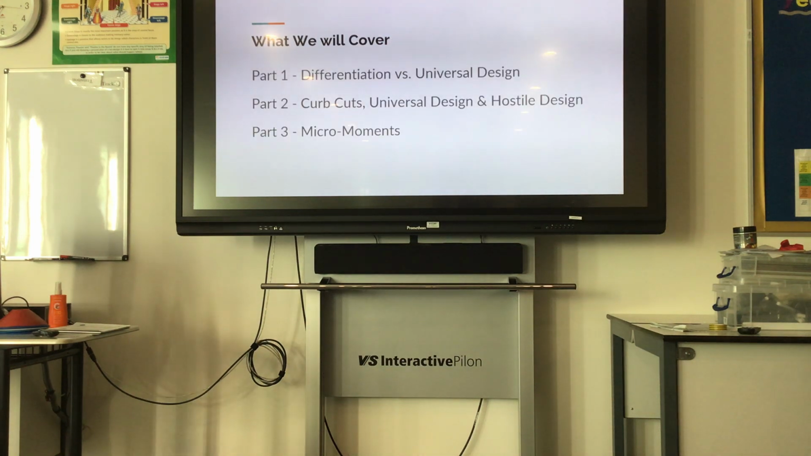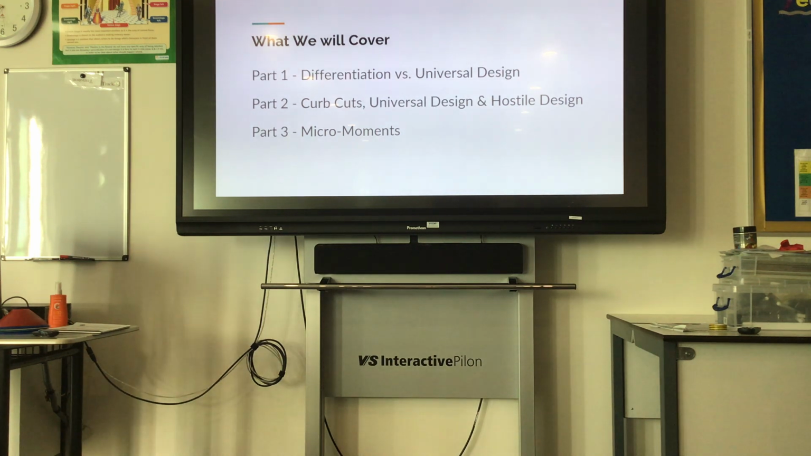It was amazing. So I have three main parts, and I'll kind of rifle through it, and I'm going to try to hit on just the right parts for us in our time here together. So I apologize if I zoom through it. But I do want to talk about the difference between differentiation and universal. I want to talk about something called curb cuts, universal design, and hostile design. And finally, we'll finish off with an idea of micro moments.